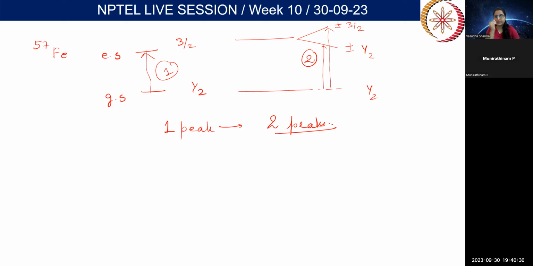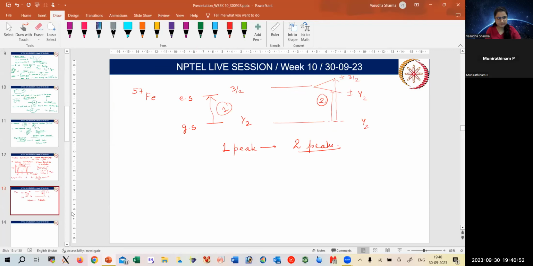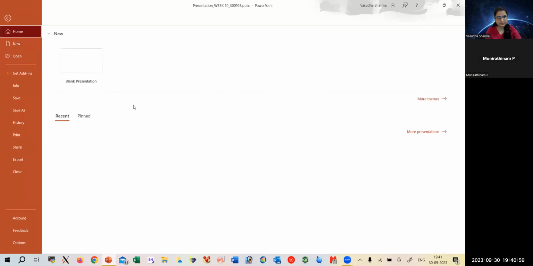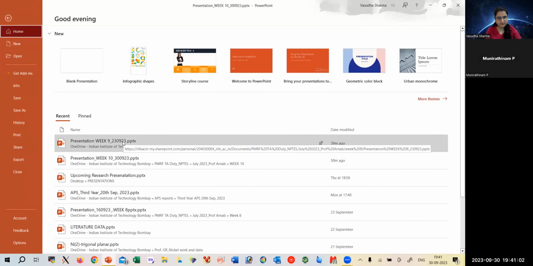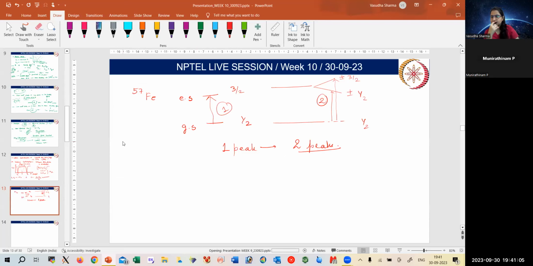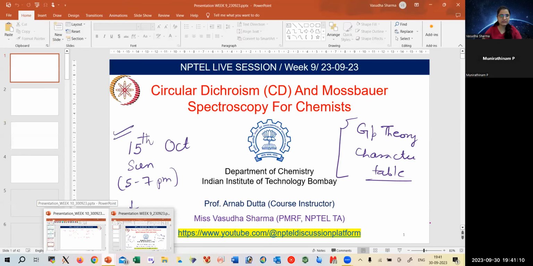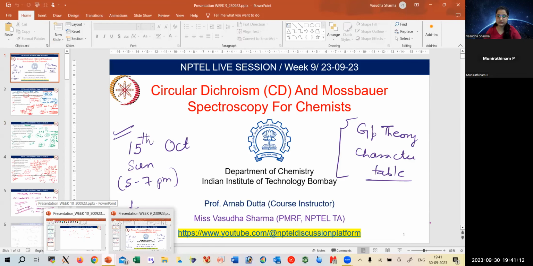Ma'am, I have one doubt. In the last assignment, one question is available: which of the following will have the highest isomer shift value? Option A is FeF2, option B is FeCl2, option C is FeBr2, and option D is FeI2. So is that what we considered in the assignment?